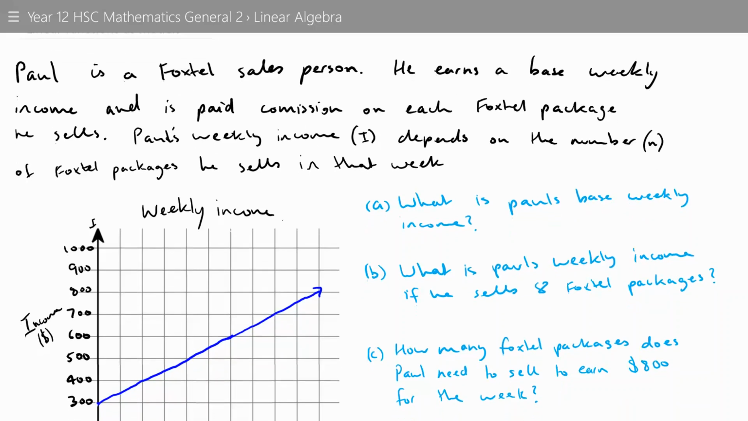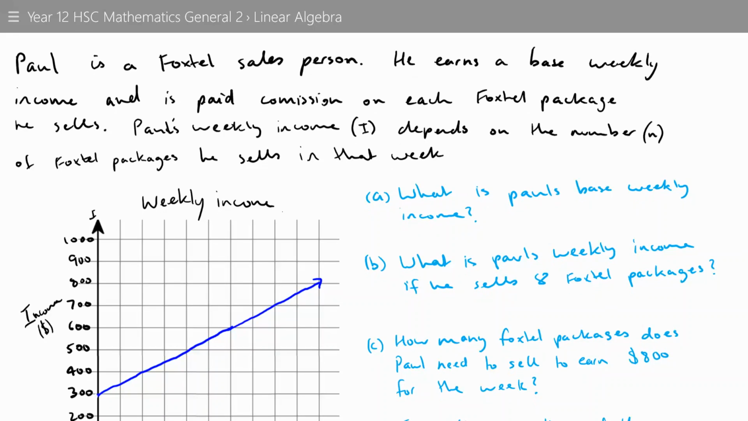Paul is a Foxtel salesperson. He earns a base weekly income and is paid commission on each Foxtel package he sells. Paul's weekly income I, that we can see here on the y-axis, depends on the number n of Foxtel packages he sells in that week. So during a week he works, he gets a base weekly income, also known as a retainer. That's what you get no matter how many Foxtel packages you sell. But then also he gets a commission. He gets a certain amount of money per Foxtel package he sells.